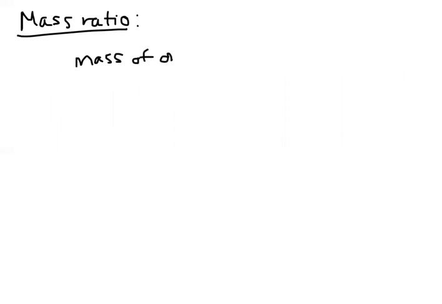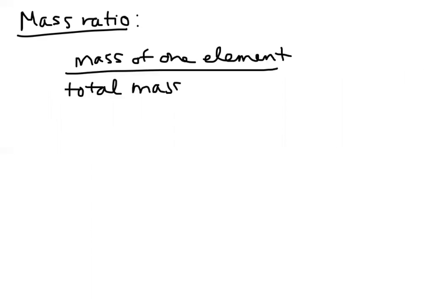Okay, so let's talk about mass ratio. Mass ratio is the mass of one element over the total mass of the compound. So you should have your periodic tables out because they will help you figure out the masses of the elements in the compound. And what's important to know about the mass ratio is that you have to take into account all of that element in that compound.